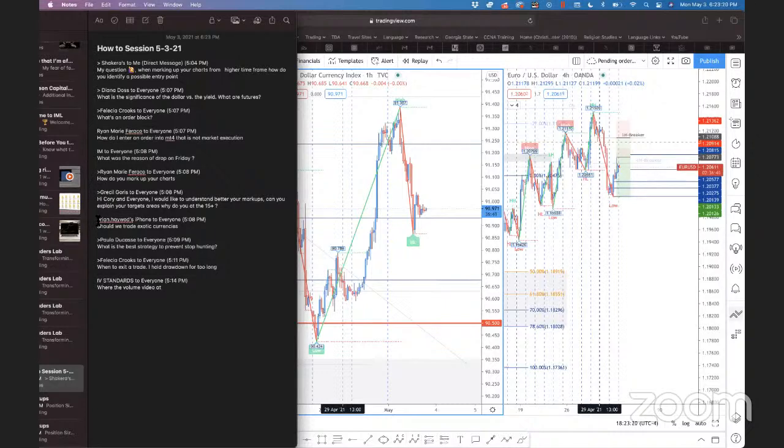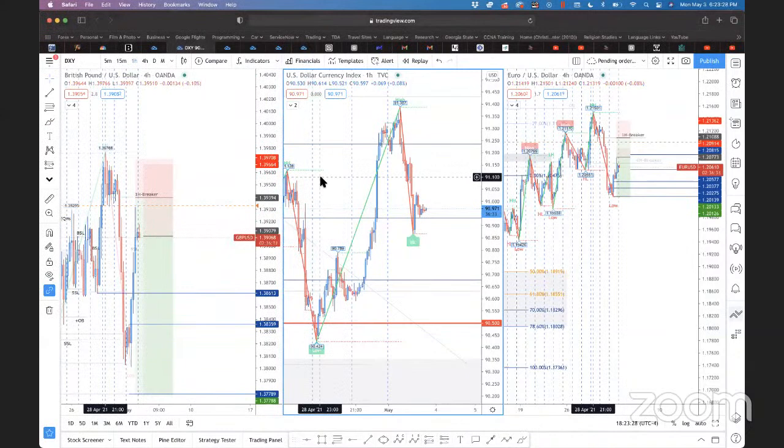Should we trade exotics? Exotics are fine to trade. One exotic is USD ZAR. That one's one everybody trades. Another one is USD SGD. That's dollar versus Singapore. And then another one I like to trade is GBP ZAR. Those are some good ones. USD versus Mexican peso. Those are some good ones to trade.